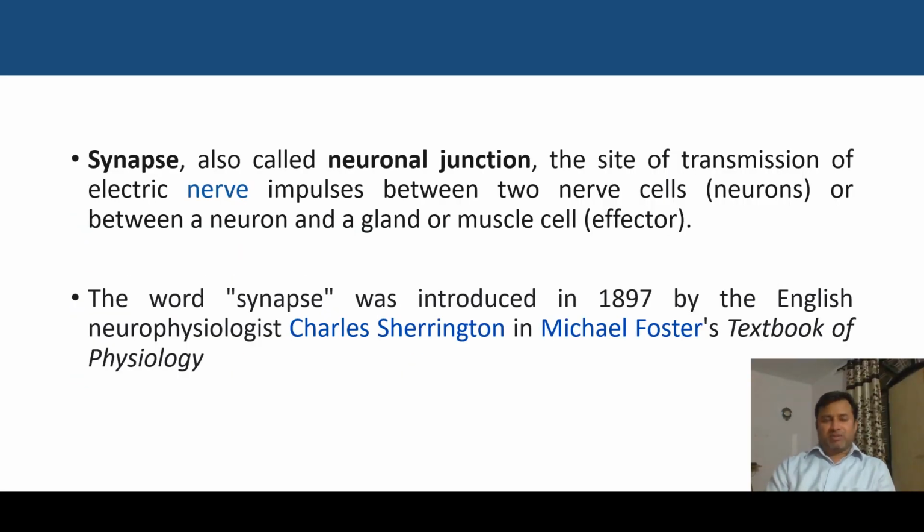So what is synapse? Synapse is also called neuronal junction. This is the site of transmission of electric nerve impulse between the two nerves or between the neurons and gland or muscle cell. The word synapse was introduced in 1897 by the English neurophysiologist Charles Sherrington, and he described this in his book Textbook of Physiology.